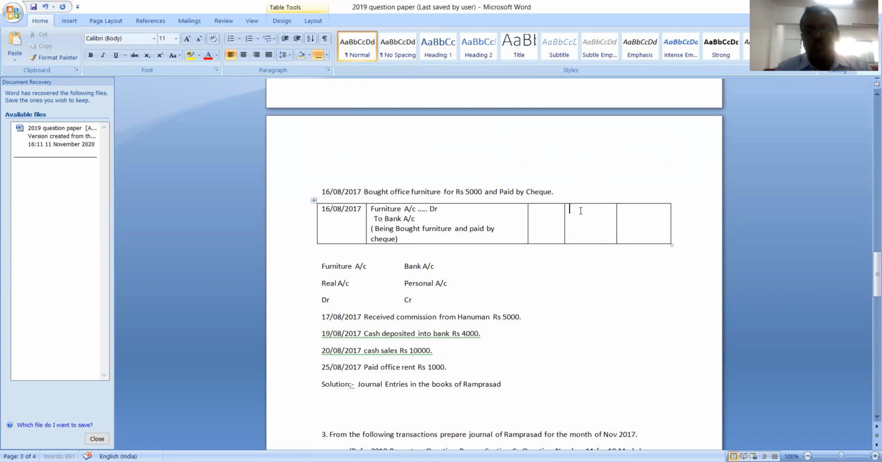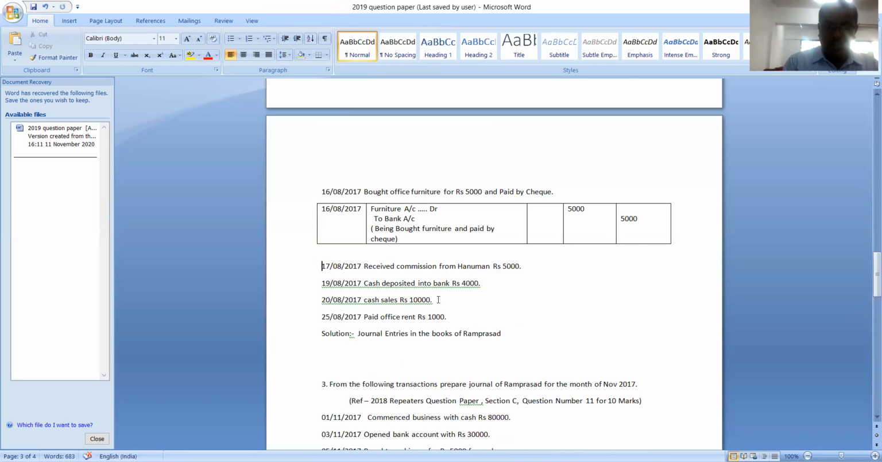Now let us write the amount. Ledger folio column is nil. We bought furniture for how much? We bought it for 5,000 rupees. So furniture account debit, in the debit column rupees 5,000. Here the first line is nil and the second line is rupees 5,000. Debit and credit amounts must be the same all the time. Let us move to the next transaction.